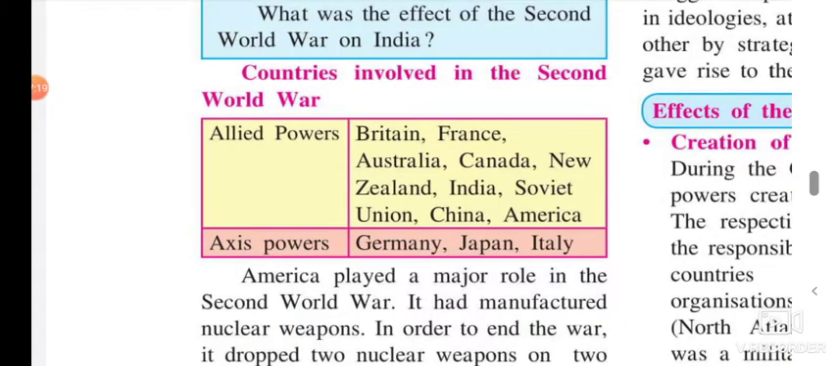Countries involved in the Second World War: Allied powers and Axis powers. Allied powers: Britain, France, Australia, Canada, New Zealand, India, Soviet Union, China, and America. Axis powers: Germany, Japan, and Italy.